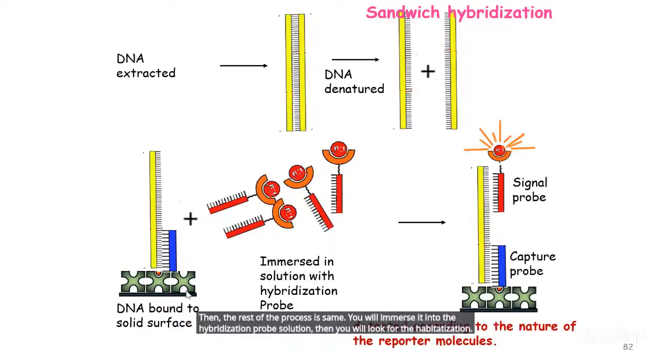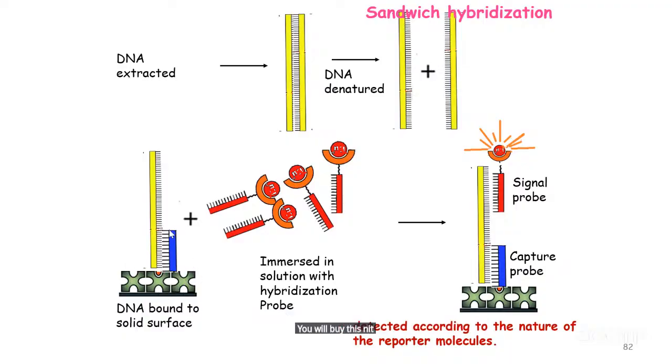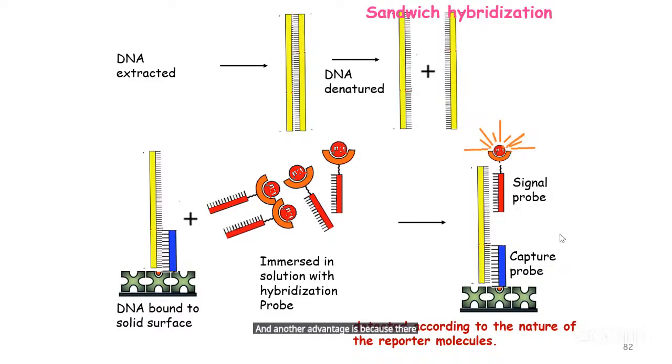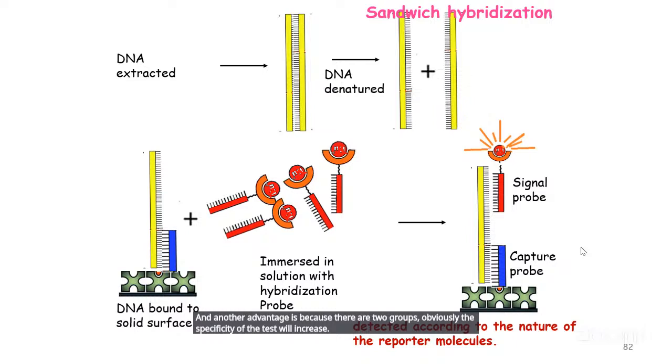The advantage is that you do not need UV cross linking or heat for attaching your DNA to the solid phase. You will buy this nitrocellulose membrane along with this already bound capture probe. And another advantage is that because there are two probes, obviously the specificity of the test will increase, right?